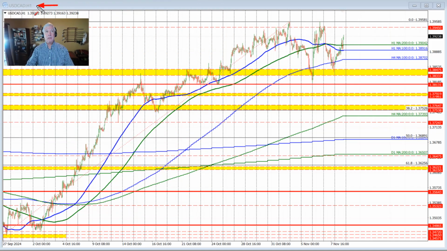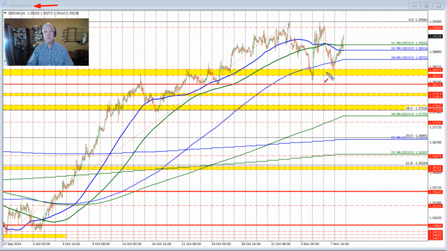Fundamentally speaking, we did have the Canadian employment report come in today, and it was about as expected. It was mixed. The unemployment rate went a little bit lower. The number of new jobs added was a little bit lower as well. The mix of full-time and part-time was favored more toward full-time, but the changes weren't all that great and not that strong. So we are seeing a weaker Canadian dollar as a result in trading here today.